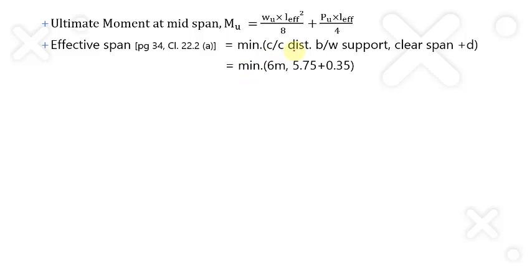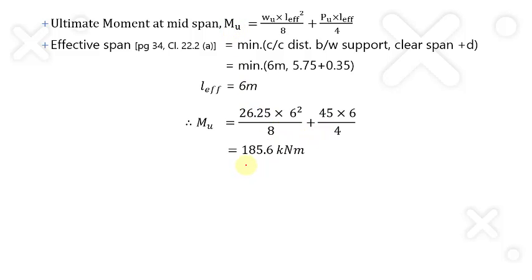So we compute center to center distance, which is given as 6 meter, and the clear span we had computed, it was 5.75. Effective depth d which we have is 0.35 meter. So from here we get effective span as 6 meter. Now we can compute ultimate moment at midspan. So this comes out as 185.6 kilonewton meter.